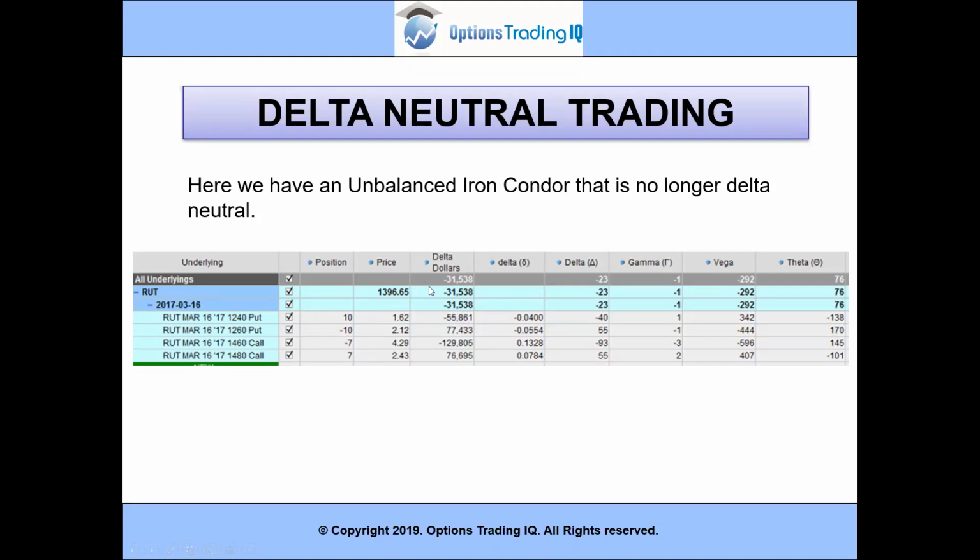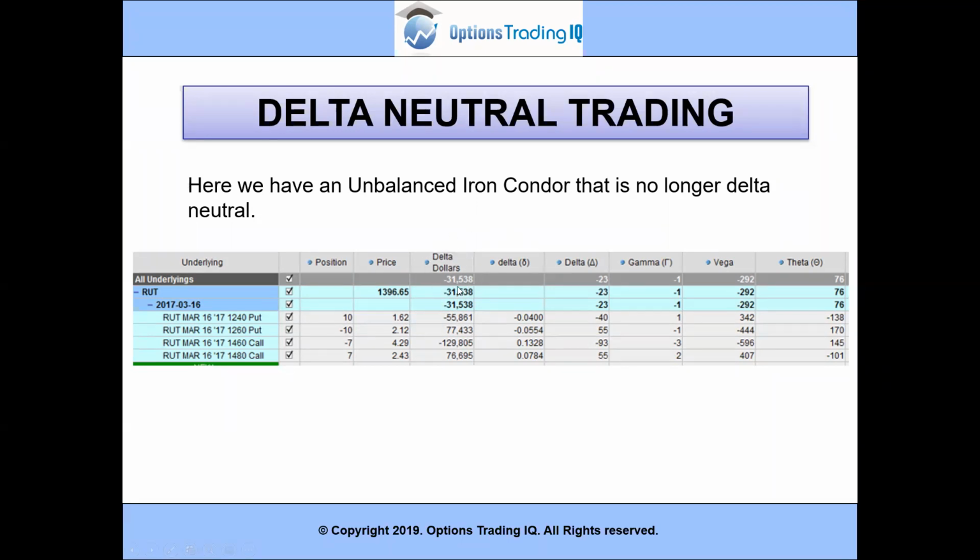And we've got delta dollars of 31,000 as well. So delta dollars is another important concept that I'll touch on briefly here. And this is basically our dollar exposure to the underlying. So with this condor, the 4 options that we've got here, the 4 strikes and this number of contracts, it's the equivalent of having a short position in the index to the tune of $31,500. Okay, so if you've got an account size that's only $10,000, this position is way too big.